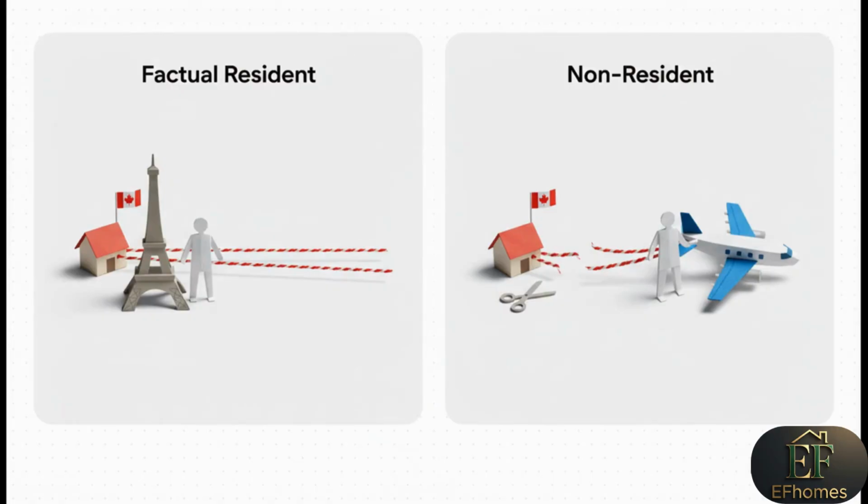So all these ties lead to one of two outcomes. If you keep those big, significant ties, you're what's called a factual resident. A perfect example is someone working abroad for a year or two, but their family is still back in Canada. On the flip side, if you cut those major ties, you sell your house, you move your family with you, you become a non-resident. And believe me, knowing which one you are is everything because it totally changes what you owe.